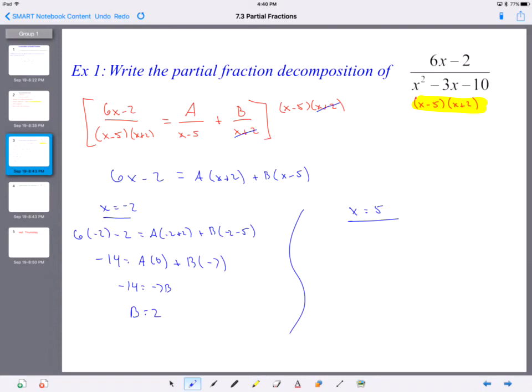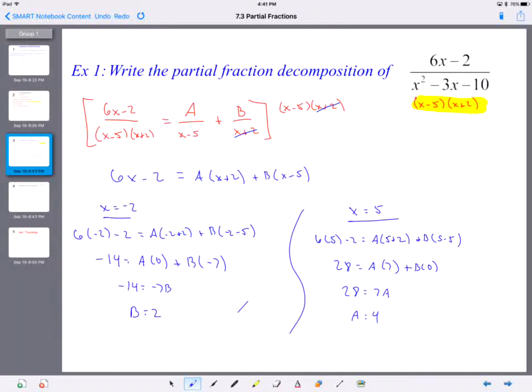So now we'll plug in 5. 6 times 5 minus 2 is equal to a times 5 plus 2, plus b times 5 minus 5. That one will cancel. So you'll be left with 30 minus 2, which is 28, is equal to a times 7 plus b times 0. So 28 is equal to 7a divided by 7, and a is equal to 4. So we have now found the values of a and b.